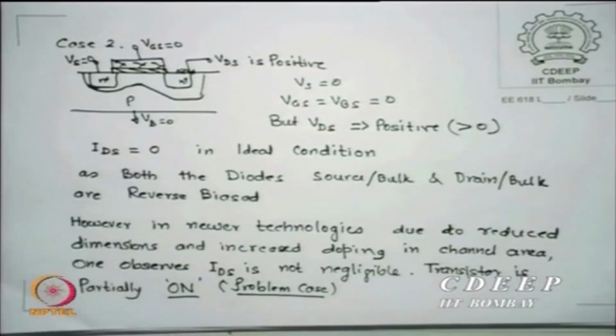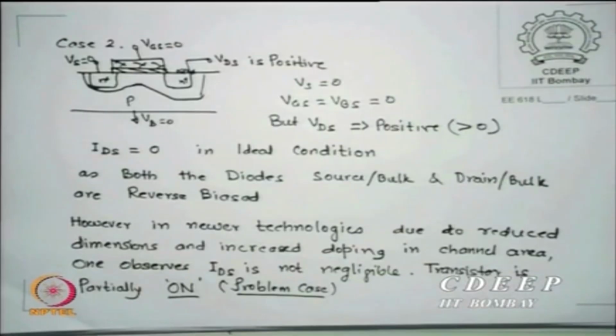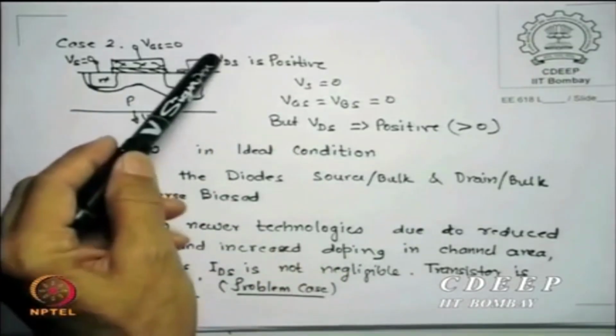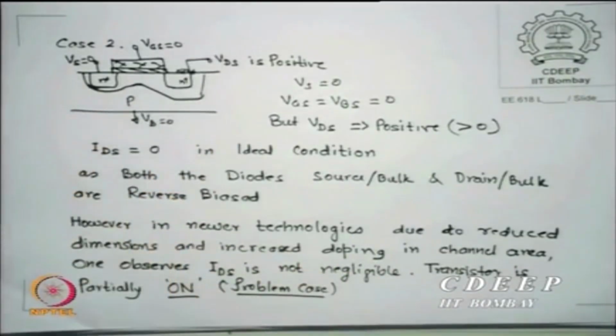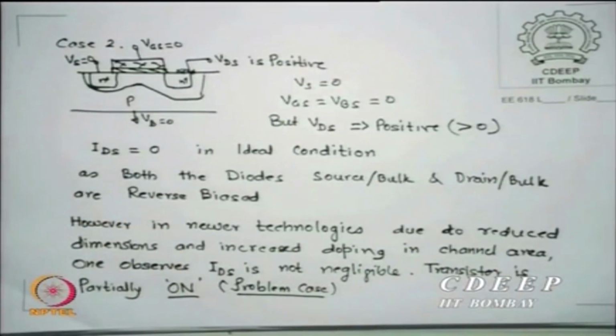IDS is 0 in ideal conditions, you may find that there is no current. Since gate is 0 we thought that it should not give any current, but in reality there are two diodes sitting here, NP, NP, okay. If I apply 0 bias it is still reverse bias, and if I have positive VDS and 0 here I am having a stronger reverse bias. So both diodes are reverse biased, okay, and a reverse bias diode gives reverse saturation currents, is that correct?